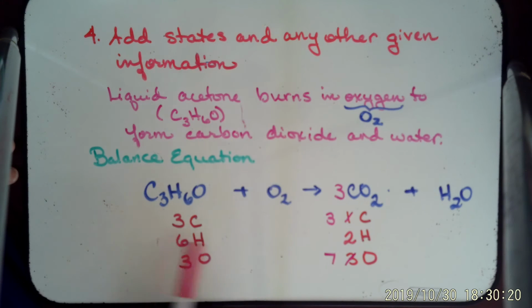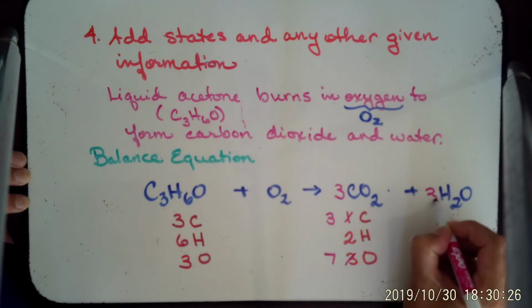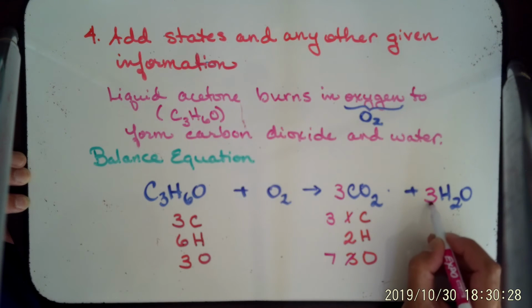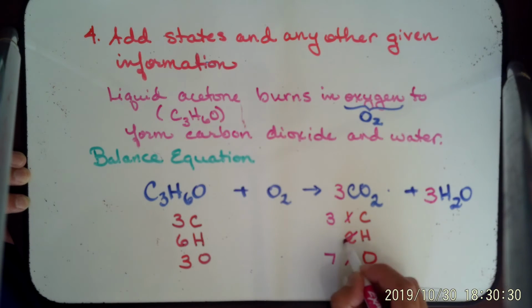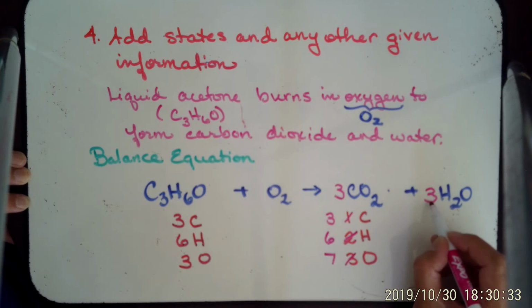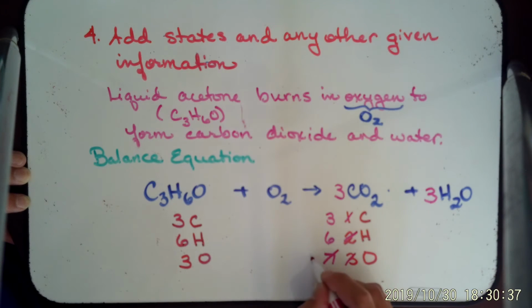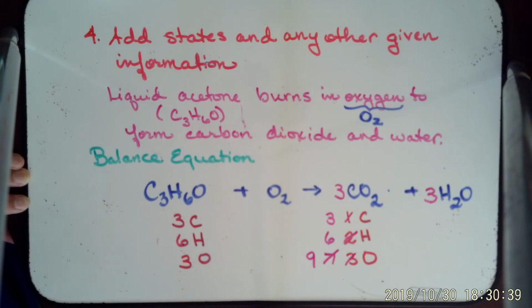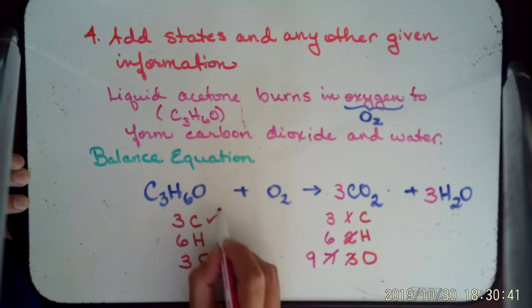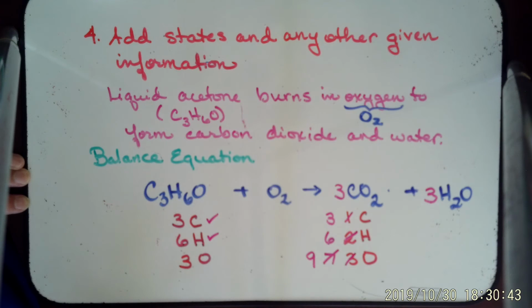I have 6 hydrogens, 2 hydrogens there. So let's go ahead and multiply this by 3. 3 times 2 gives me 6. 3 times 1 is 3 plus 6. That gives me 9. Okay, so my carbons are good, my hydrogens are good. Now I have 9 oxygens here, but 3 on this side. So what do we do? So let's take a look.